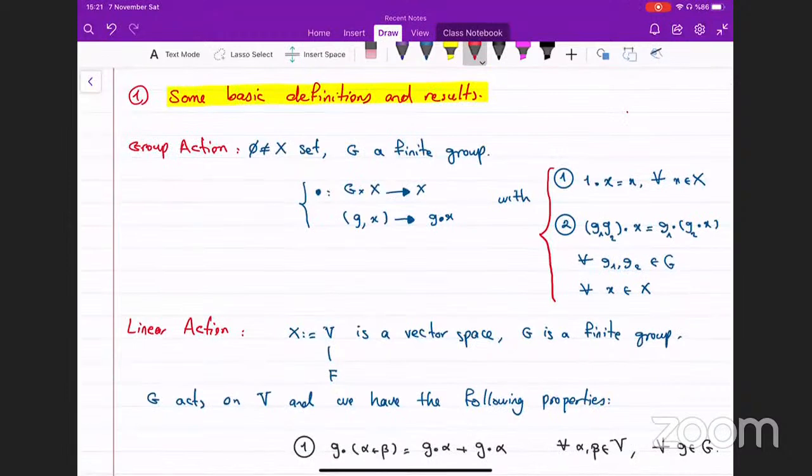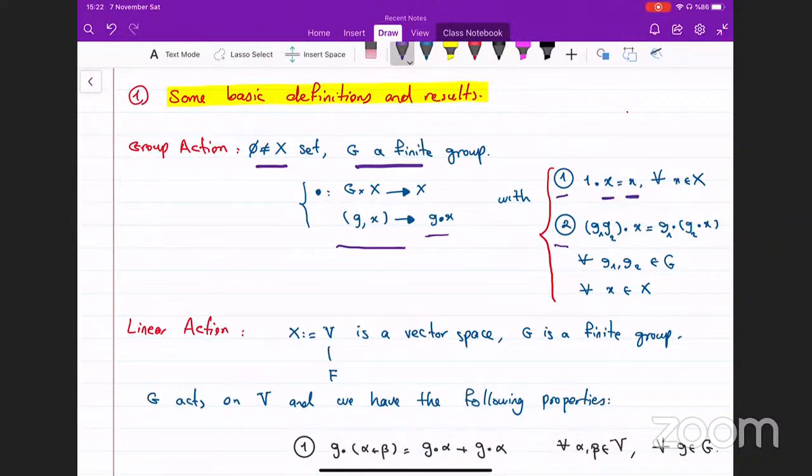What do I mean by group action? Probably most of you are familiar with these notions. For the group action, I have a non-empty set like X, a finite group like G, and I define a function from the Cartesian product of G and X to X. Any pair (g, x) goes to g dot x, which is an element of X, with these two properties, property 1 and property 2. So the action of the identity of G on any element of the set gives you the element itself. So it fixes this element.